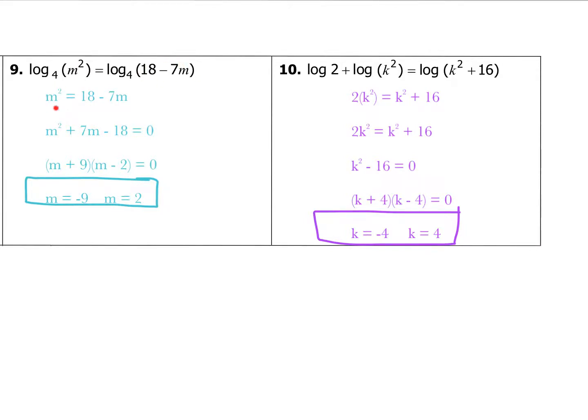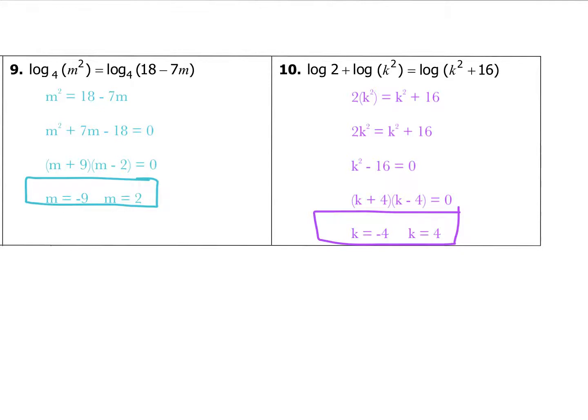And I saw that it was quadratic, so I set it equal to 0, and I had m squared plus 7m minus 18 equals 0. So what are the factors of 18 that subtract to be 7? Because a is 1. So 9 times -2 gives me -18, and 9 plus -2 gives me positive 7. So when I solve those, I get m equals -9 and m equals 2, which both check. They are not extraneous solutions. They do not give me a negative log.